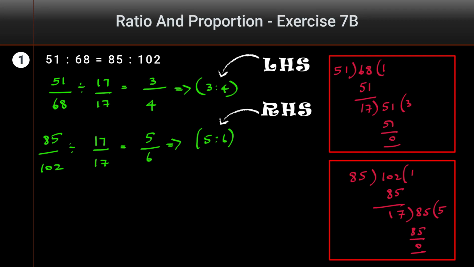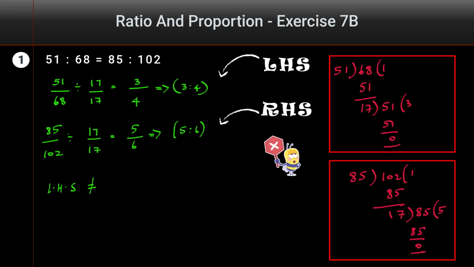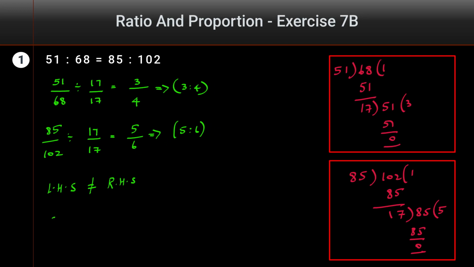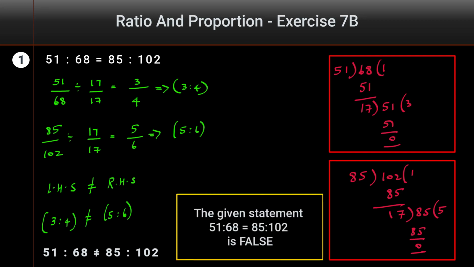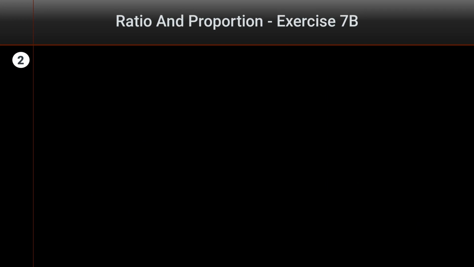Is left hand side equal to right hand side? No. Left hand side is not equal to right hand side, as 3 is to 4 is not equal to 5 is to 6. Therefore, 51 is to 68 is not equal to 85 is to 102. We can write the given statement is false.